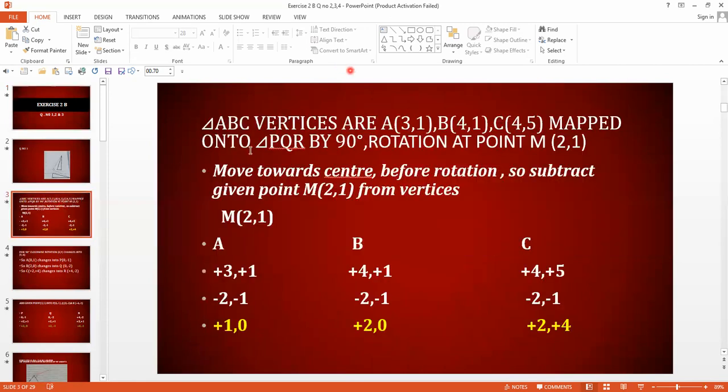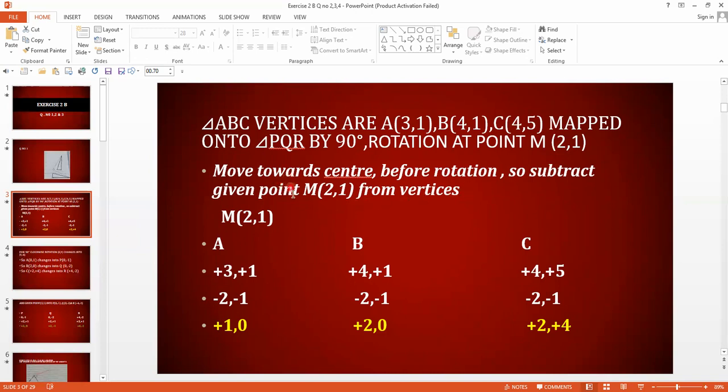According to the question, triangle ABC vertices are given, and then you have to map onto triangle PQR by 90-degree rotation at a point. And what is the name of the point? M, 2 and 1.